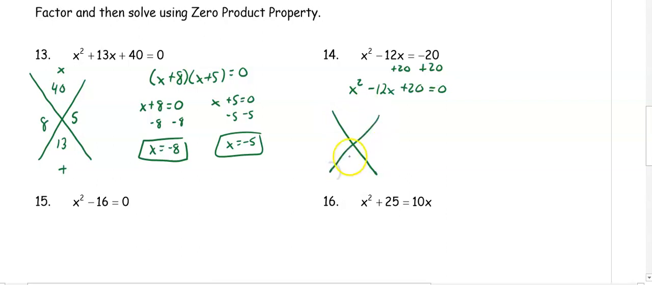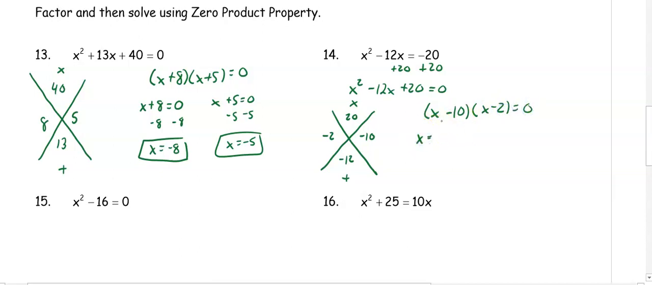So we need two numbers that multiply to 20 and add to negative 12. So we want two negative numbers. 4 and 5 would only add to negative 9. Two other numbers that multiply to 20, though, are 2 and 10. We can use negative 2 and negative 10. So we have x minus 10 and x minus 2 equals 0. Doesn't matter which one comes first.